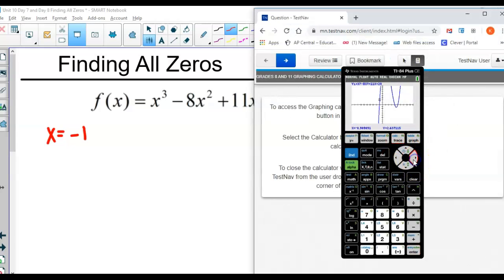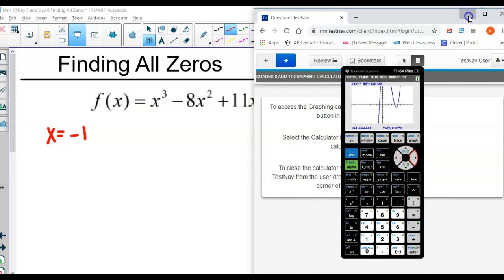Now you can also trace if you don't like that. The issue with trace is you can't always get to that 0. So that's why I think it's important. Sometimes you can find that 0 just by hitting the trace button, but other times you're just estimating. So that's, again, why I like that feature.